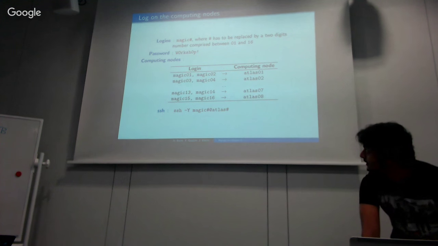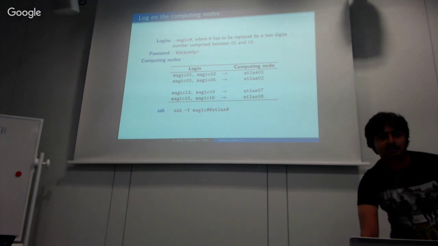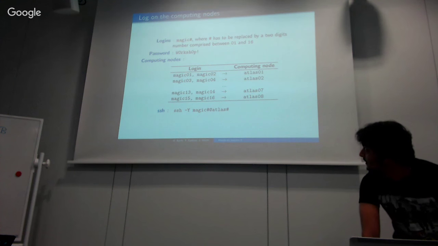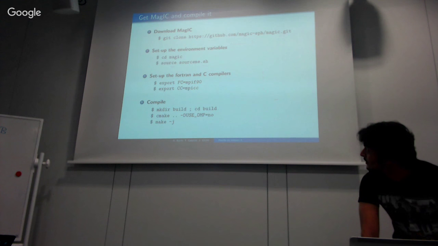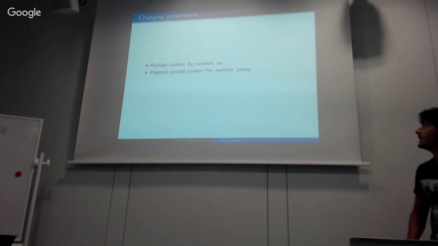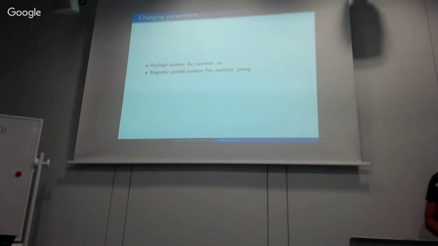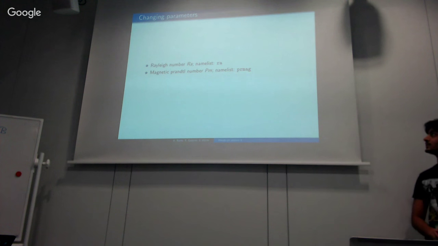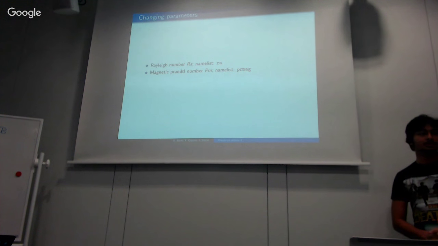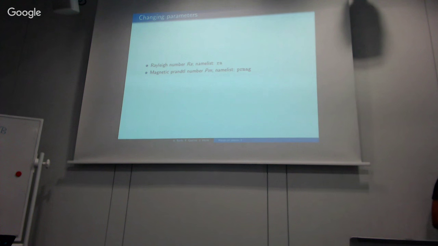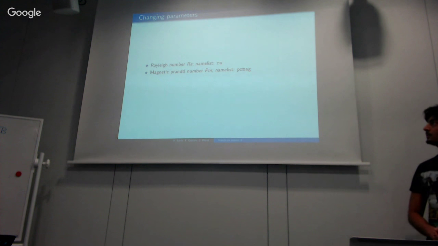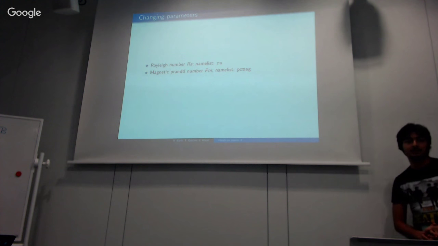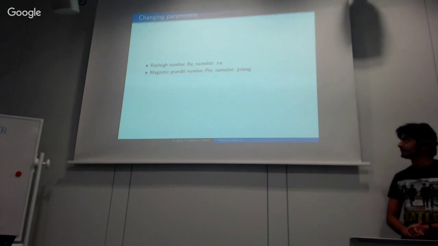So yeah, the login from yesterday, I guess you're already logged in. Compile the code. So these are the parameters that we're going to change today. The Rayleigh number, which is a measure of the buoyancy driving of the system, and the magnetic Prandtl number, which is a rough measure of the conductivity of the fluid.